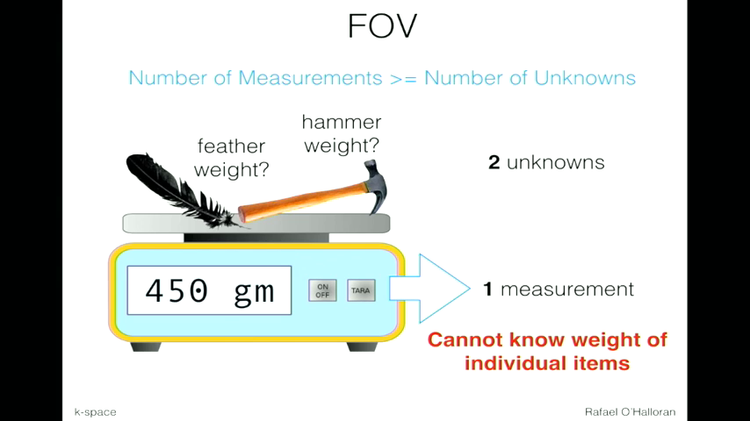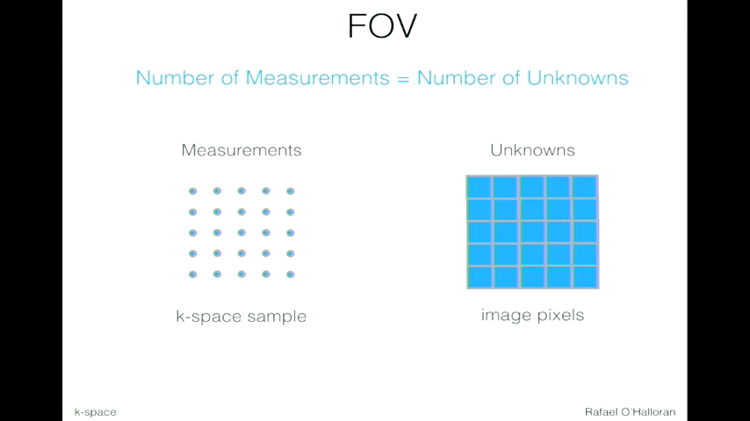And so similarly, when you're making measurements in K-space, you also have to make the number of measurements equal to or greater than the number of unknowns that you have. And that's why K-space density has to go up when you have a bigger field of view. There's no other way to explain that without an equation, so I'm sorry.